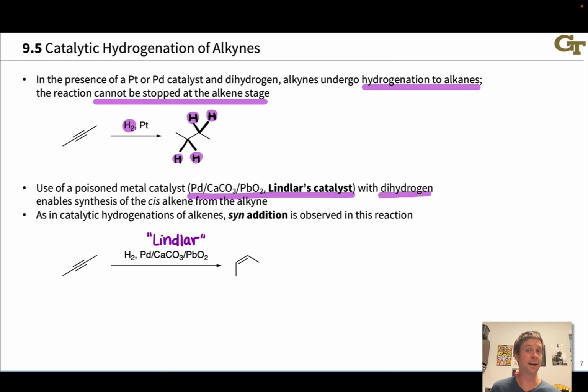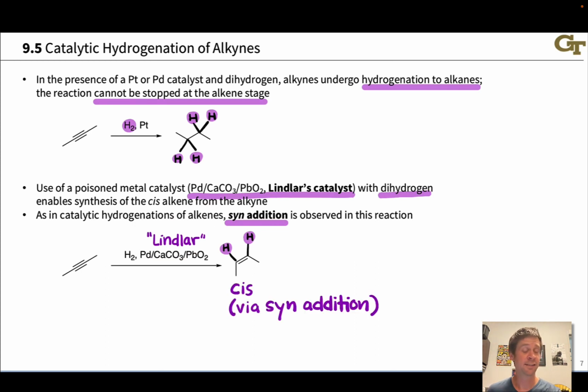We still use dihydrogen as the source of the H's, and this occurs in a stereospecifically syn manner. So we get the cis alkene from the alkyne in this reaction, always, since both hydrogens add to the same side of the alkyne, in a sense. And so we get the cis product via syn addition. If we want the trans product, we need a fundamentally different approach, which we're going to look at now.